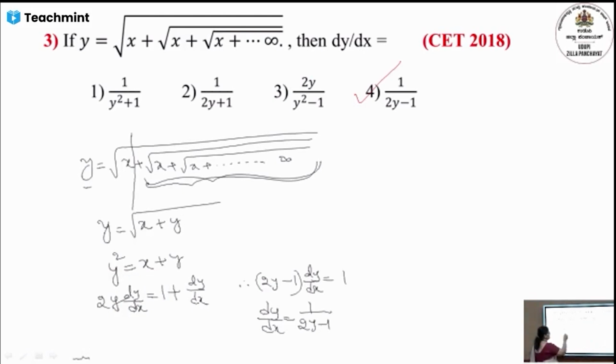You are taking just this next root x onwards. Again, it is repeated. We are considering this whole thing as y. So your y is root of x plus y. I don't want to differentiate a root, so what will I do? I'll square on both sides. Then it becomes simple. 2y dy by dx is 1 plus dy by dx. Let's go for the next question.